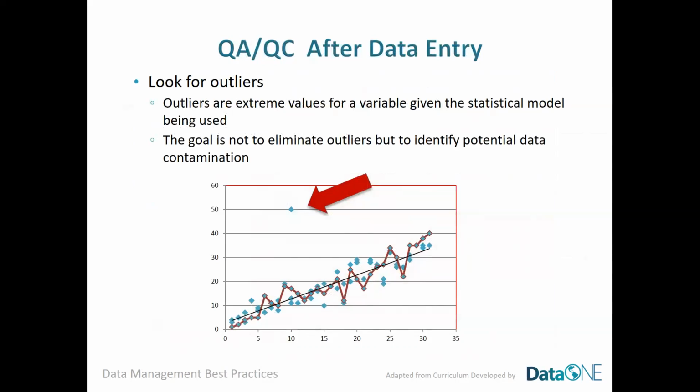An easy way to do this is to plot your data on a graph. In this graph, most of the data fall along the black line. The outlier identified with the red arrow should be flagged for further investigation.